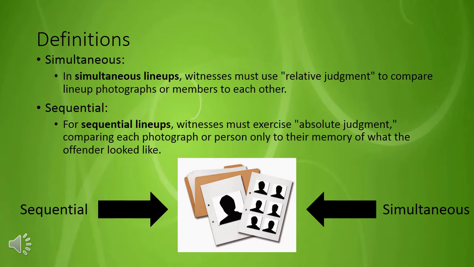For a sequential lineup, witnesses must use absolute judgment by comparing each picture or person only to the memory of what the offender looked like. So again, I've shown a picture of what a sequential lineup may look like. A witness would be shown all 6 pictures just like the witness would be from a simultaneous lineup, but they are only shown one at a time. So you'll get one picture, you'll make the decision, you'll get the next picture, you'll make the decision, and so on, instead of all at once like the simultaneous lineup is.